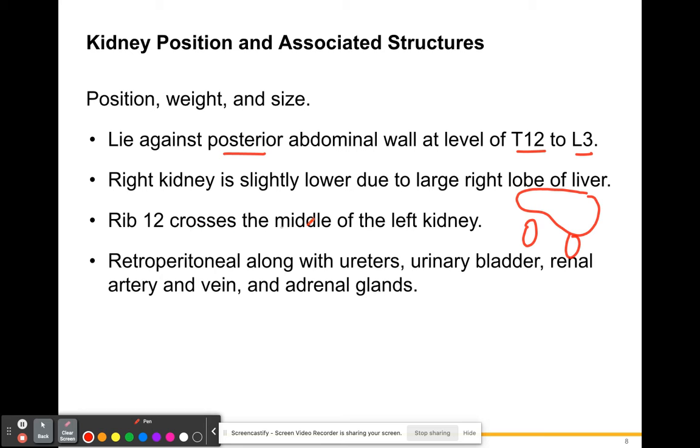Rib 12 crosses the midline of the left kidney. So that's where rib number 12 would be. That would be your last rib. So more of your right kidney hangs below your rib cage than your left kidney does.